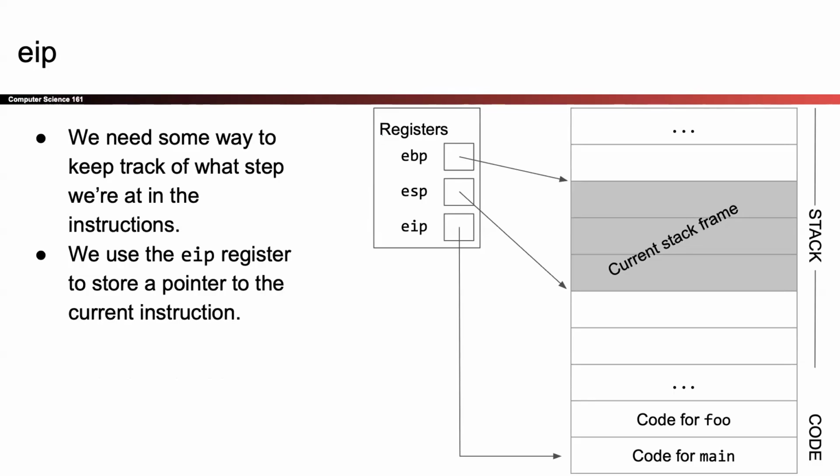The other special register we need keeps track of where in the code is currently executing, which instruction or which line of code is currently executing, and EIP will keep track of that. It's a pointer into the code section, the machine code, the compiled binary code, of which instruction is being executed right now. Question?